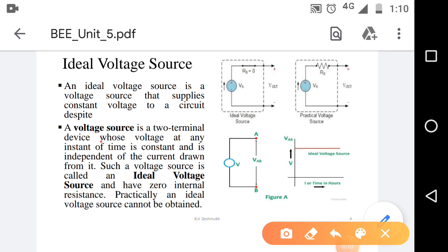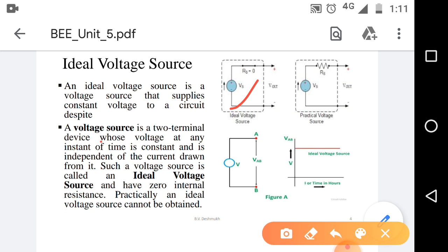Ideal voltage source. An ideal voltage source is a voltage source that supplies constant voltage to a circuit or load. This figure is represented as the ideal voltage source diagram. A voltage source is a two-terminal device whose voltage at any instant of time is constant and is independent of the current drawn from it. Such a voltage source is called an ideal voltage source and has zero internal resistance.